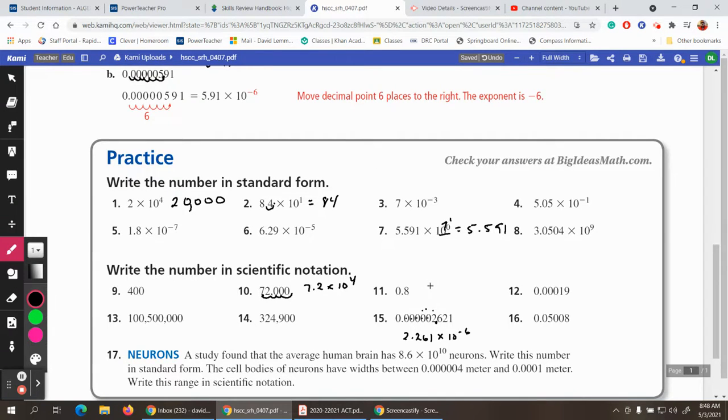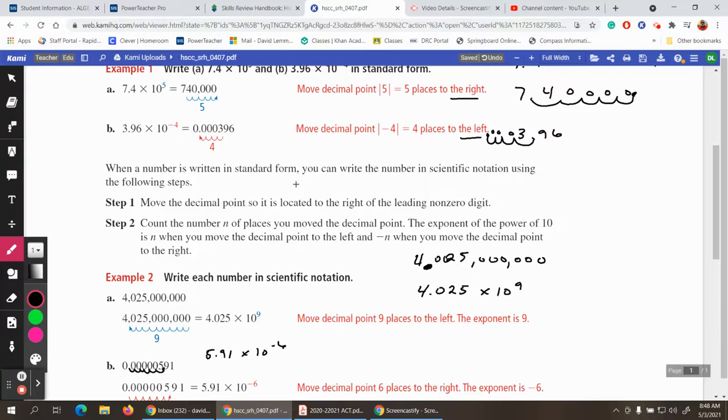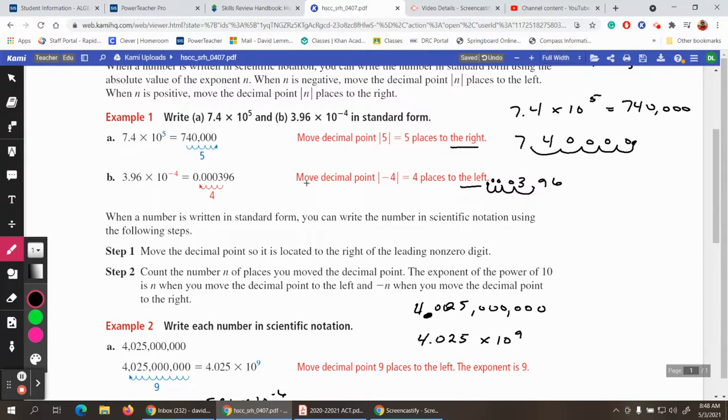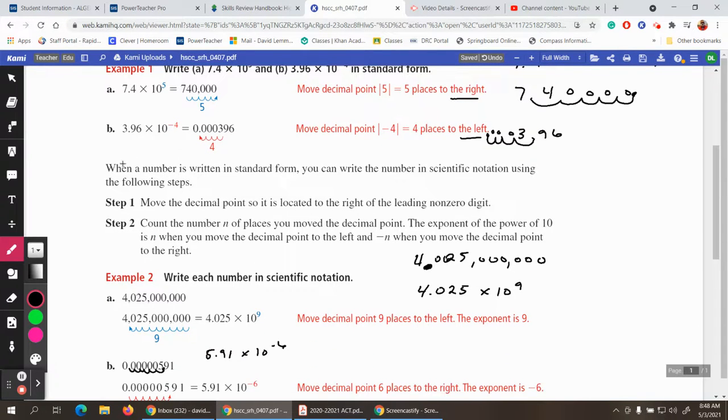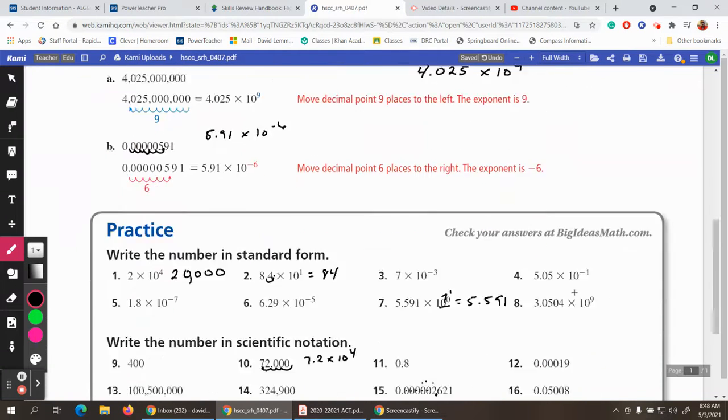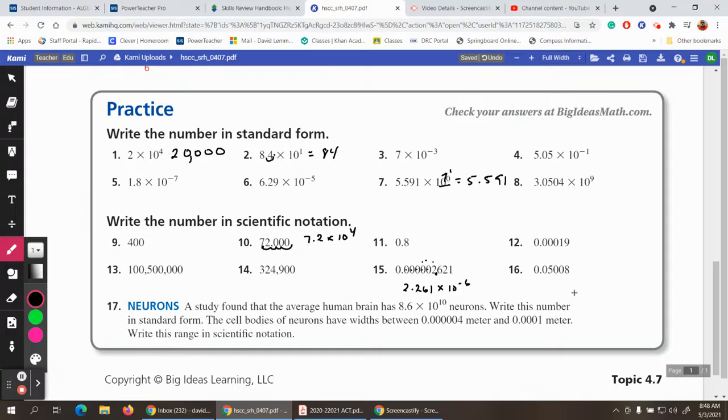Again, just look at your examples. Pay attention to the examples that you have up here at the top. Look at your examples, follow the steps. This is something you mastered in 8th grade. All right, and it's just a very quick review of it here.